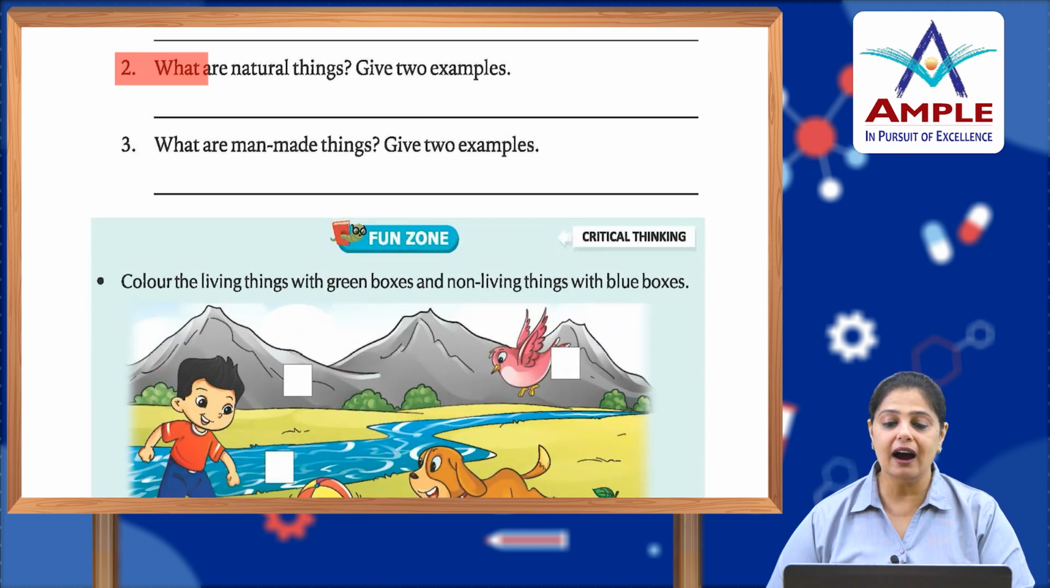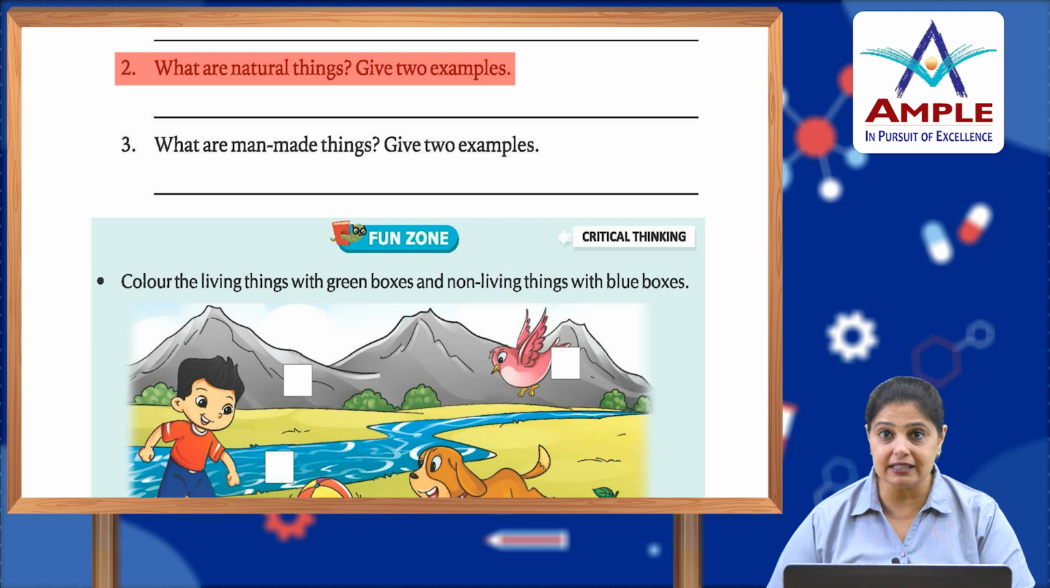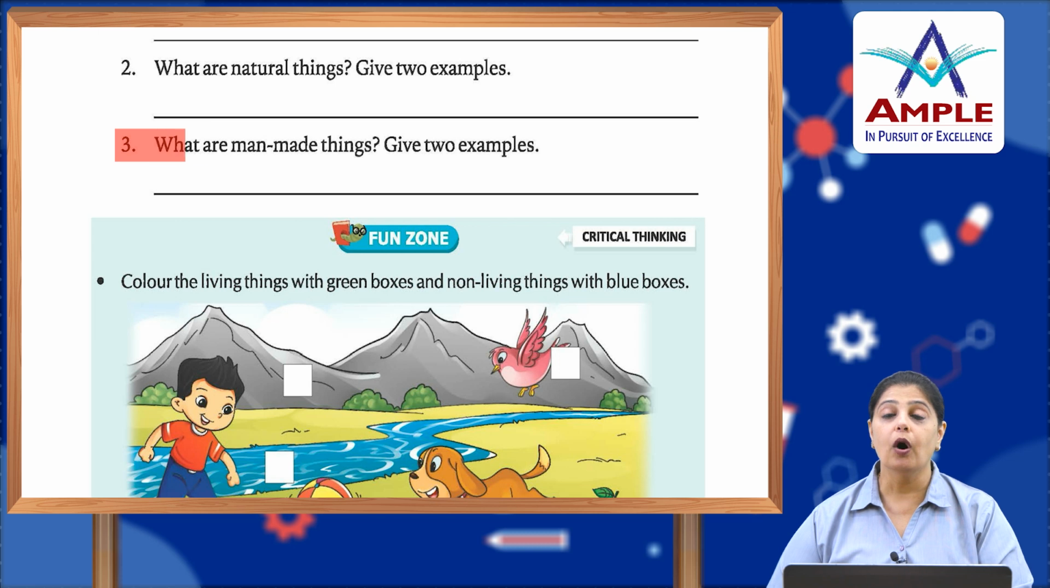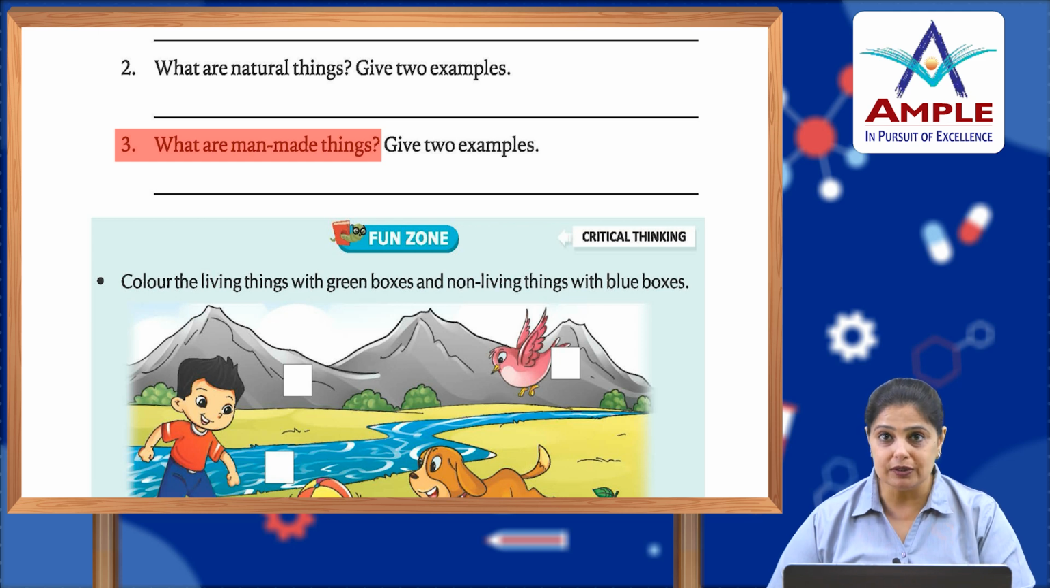All right. What are natural things? Give 2 examples. Natural things are the things that already exist in nature, in our surroundings. Examples can be mountains and trees. All right. What are man-made things? Man-made things are the things that are created by man for their use. For example, you can say eraser, pencil. Likewise, children, you can write your own examples as well.